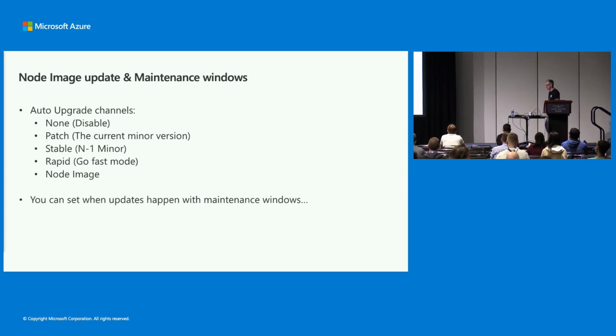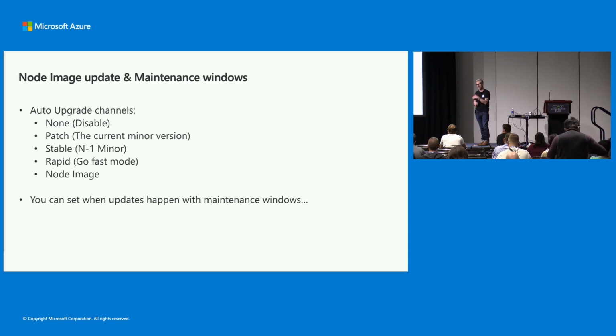In terms of node image and maintenance, node image updates specifically, we're talking about the node image here. We have the idea of update channels. And so you can basically say to us, I want you to upgrade my cluster, and we have none, which is completely disabled, which is default. Patch, which basically means that your Kubernetes version is at the latest patch release for the minor release that you're running.